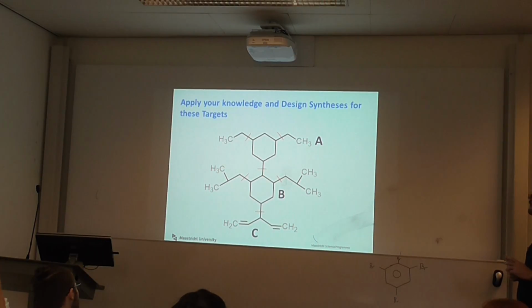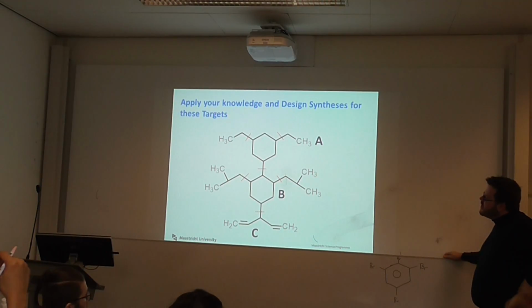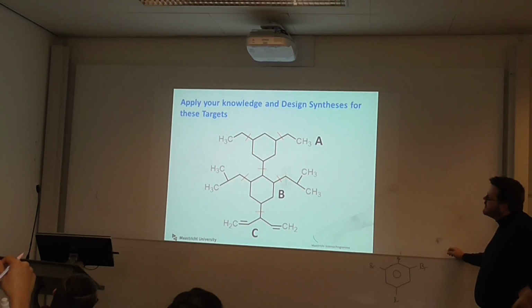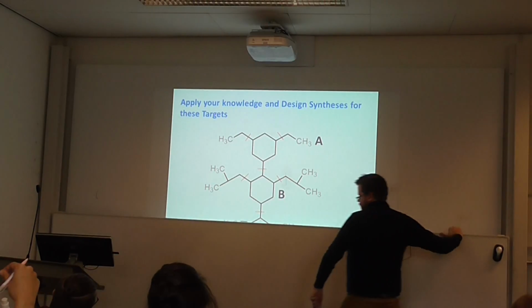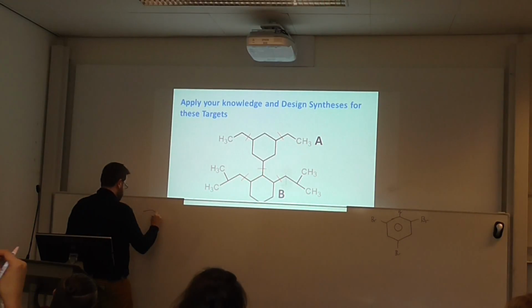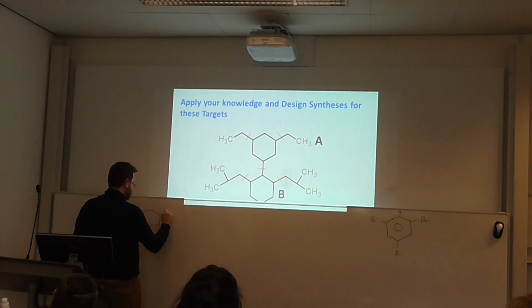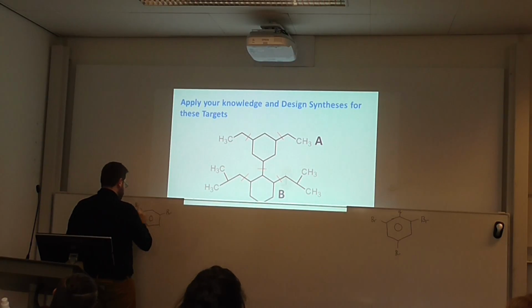Let's talk about A. Now we want to make A, let's synthesize A. I've said you can use any starting material, but let's start from the simplest available materials we can think of. Let's in fact start for A with 1,3,5-tribromobenzene. So for A, 1,3,5. Now you'll see why in a moment.